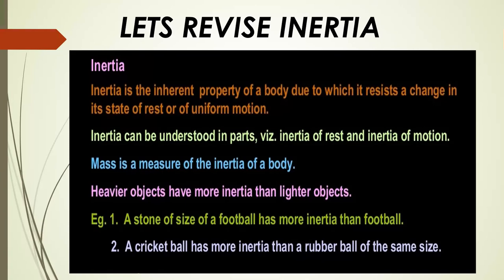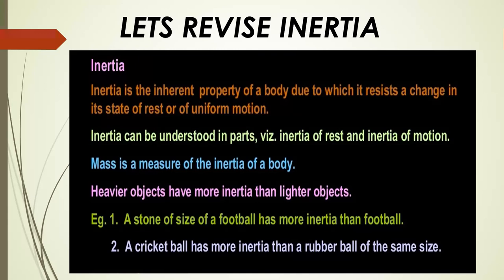Now let us revise inertia. It is the inherent, inbuilt property due to which a body resists a change in the state of rest or uniform motion. It can be understood in parts with inertia of rest, inertia of motion or inertia of direction also. And we have seen that mass is the measure of inertia of a body. The heavier the object, the more inertia it will have.